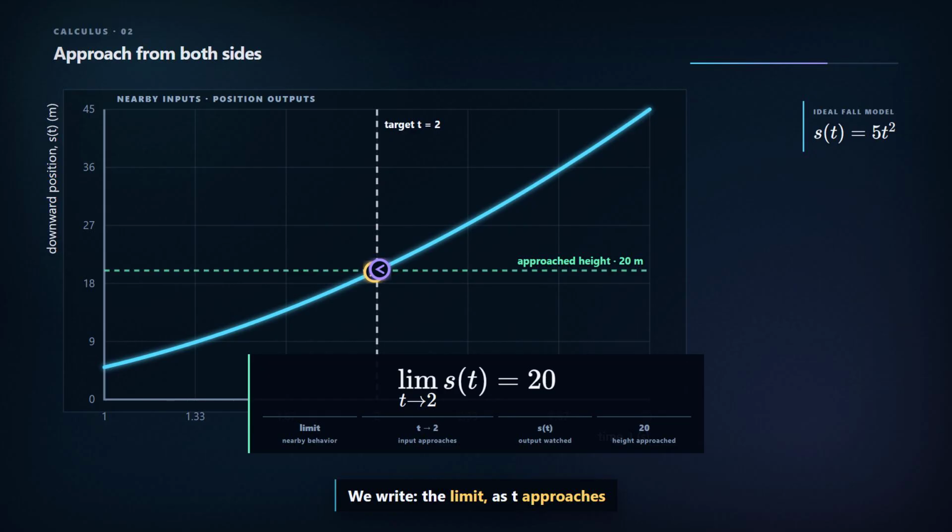We write the limit as t approaches 2 of S of t equals 20. The word limit announces nearby behavior. The arrow says the input approaches 2. The expression S of t names the output we are watching. And 20 is the output height those nearby values approach. Approaches does not mean equals. It describes a direction and a trend.